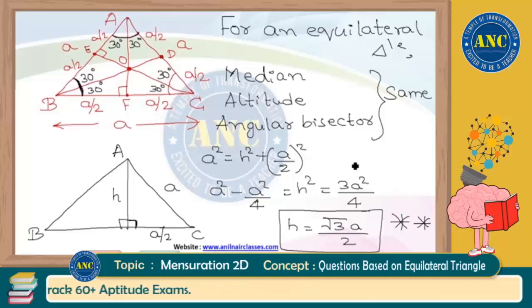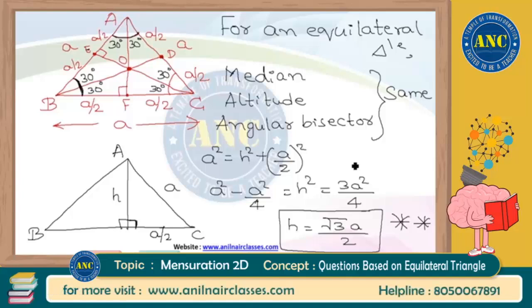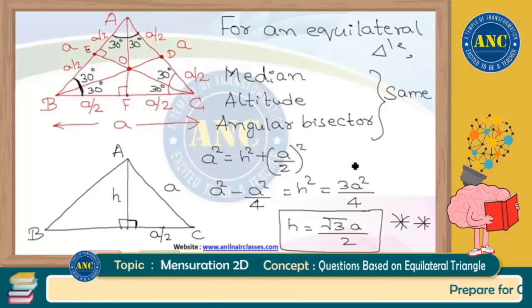Height of an equilateral triangle is root 3 by 2 times a, where a is the side of the equilateral triangle, and area of an equilateral triangle is root 3 by 4 into a square. And in an equilateral triangle, median, perpendicular bisector and angular bisector will all be the same. In simple language, all the geometrical centers will be the same for this triangle.